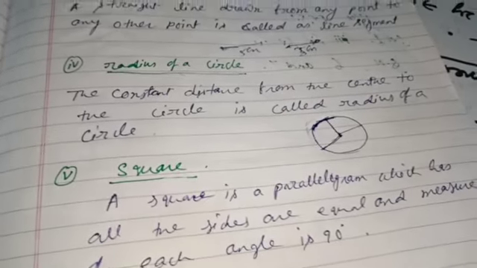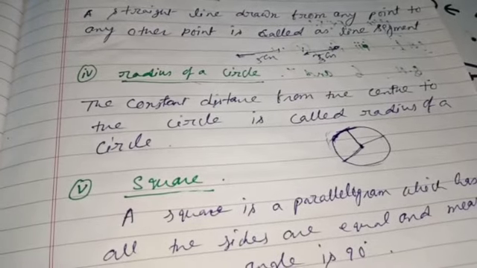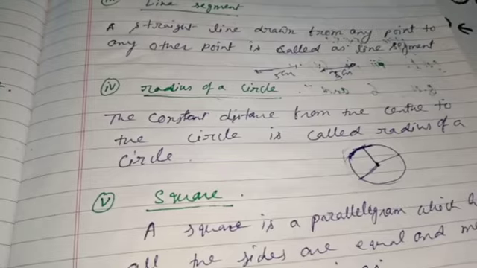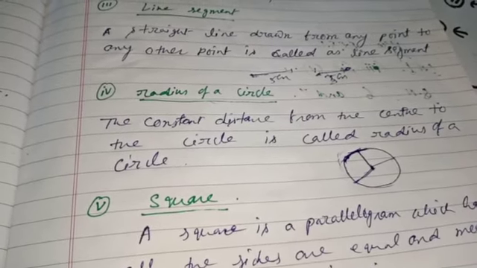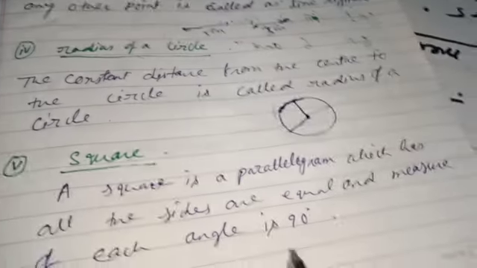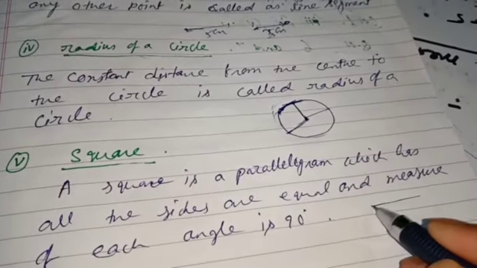Next is square. You know, square is also a quadrilateral. Actually, square is a parallelogram. Square is a quadrilateral because a polygon which has 4 sides is called a quadrilateral. So from quadrilateral you get parallelogram. So you can write a square is a parallelogram which has all the sides equal. This is also a special type of parallelogram.